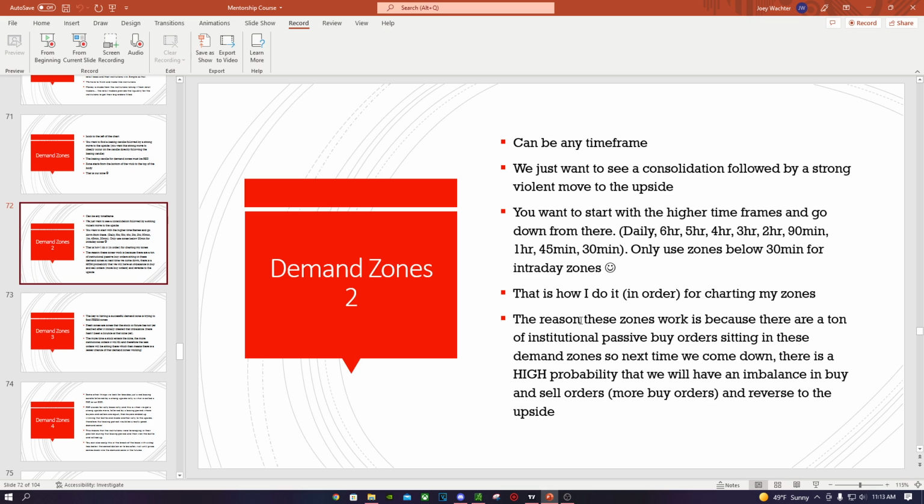And again, the reason these zones work is because there's a ton of institutional passive buy orders sitting in these demand zones. So the next time we come down to these zones, there's a high probability that you will have an imbalance in buy and sell orders, so more buy orders, and reverse to the upside.